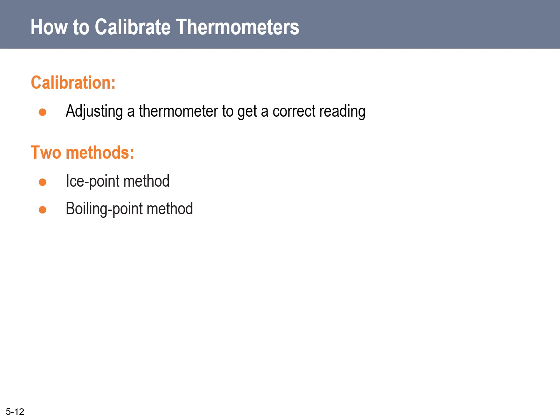There are two different ways to calibrate a thermometer. One is to adjust it based on the temperature at which water freezes, and this is called the ice point method. Or we have it at which point water boils, which is called the boiling point method. And we'll talk about both.